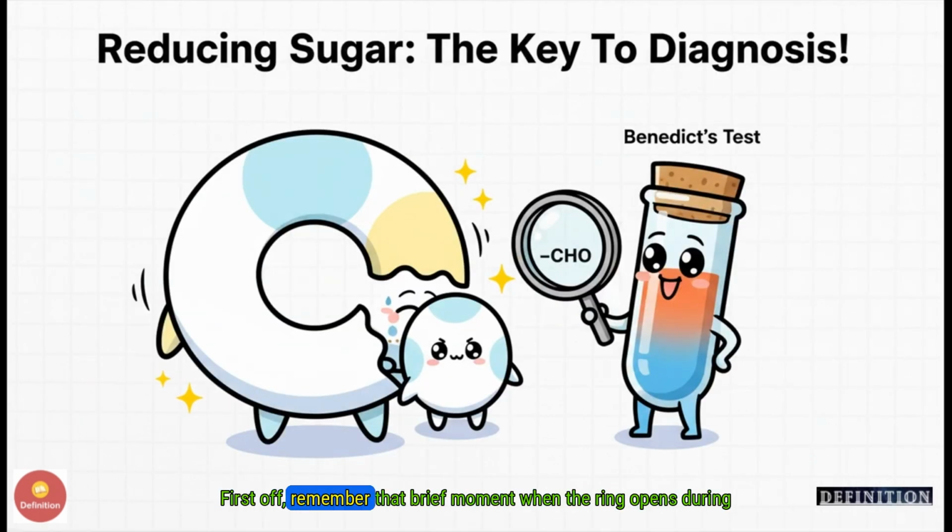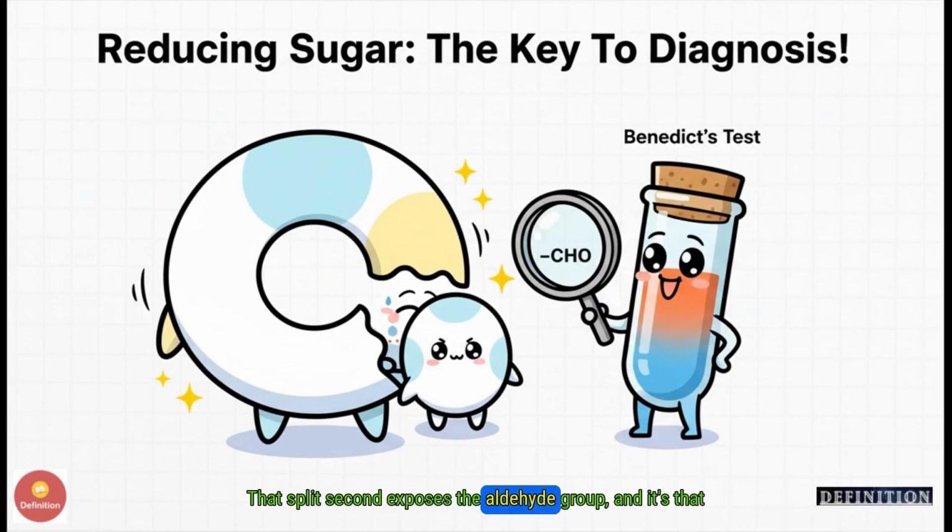First off, remember that brief moment when the ring opens during mutarotation? That split second exposes the aldehyde group, and it's that free aldehyde that makes glucose a reducing sugar. This property is exactly what allows it to react in diagnostic tests like the Benedict's test, which has been used for ages to detect sugar in urine.